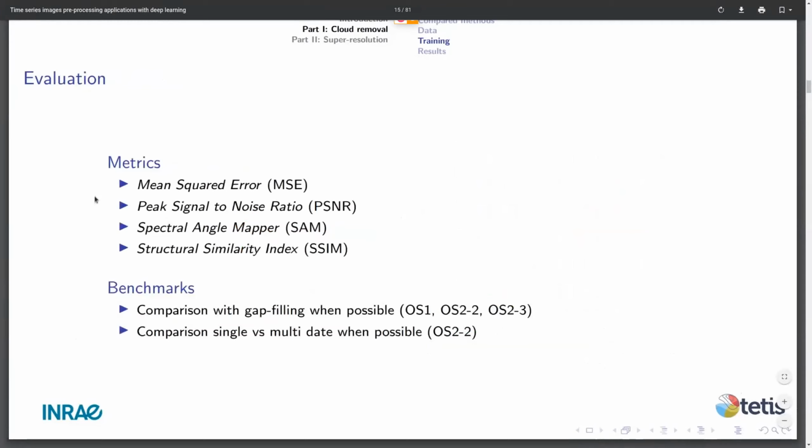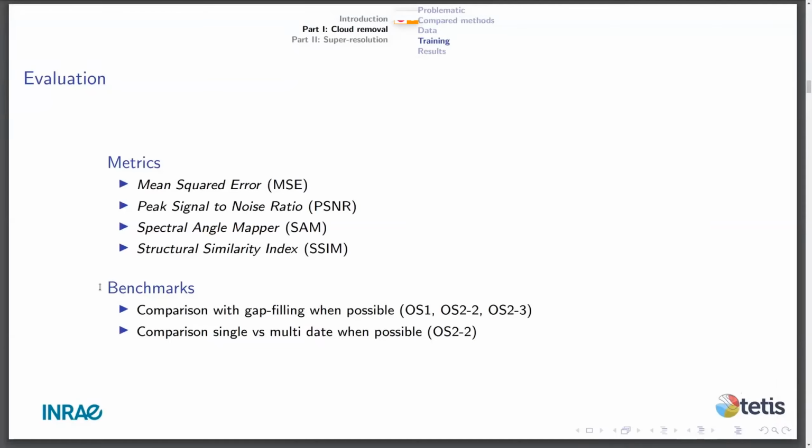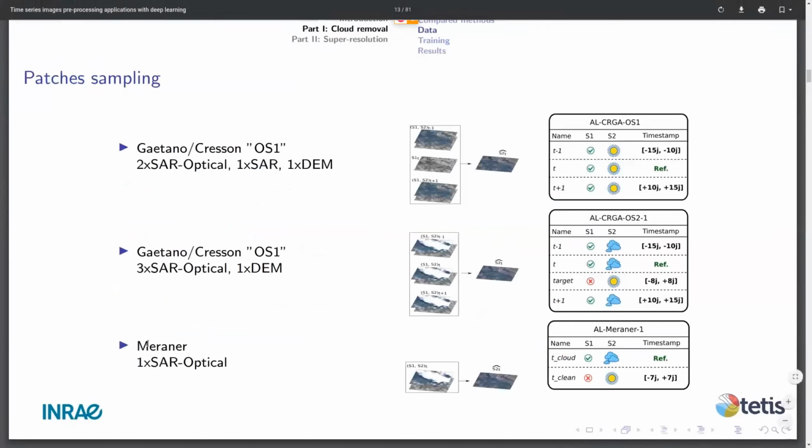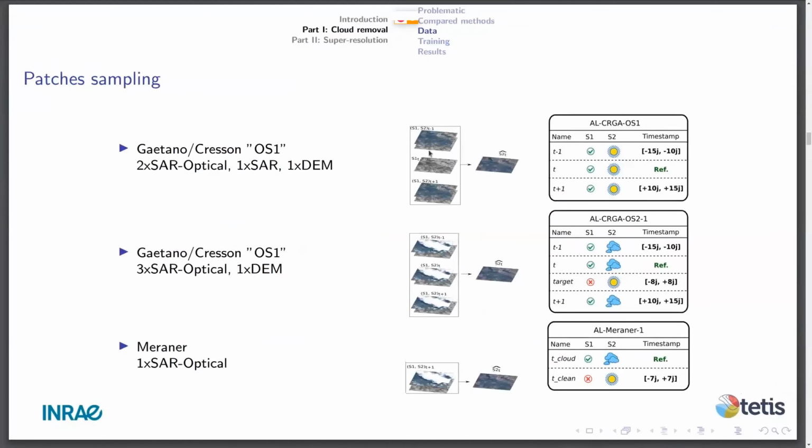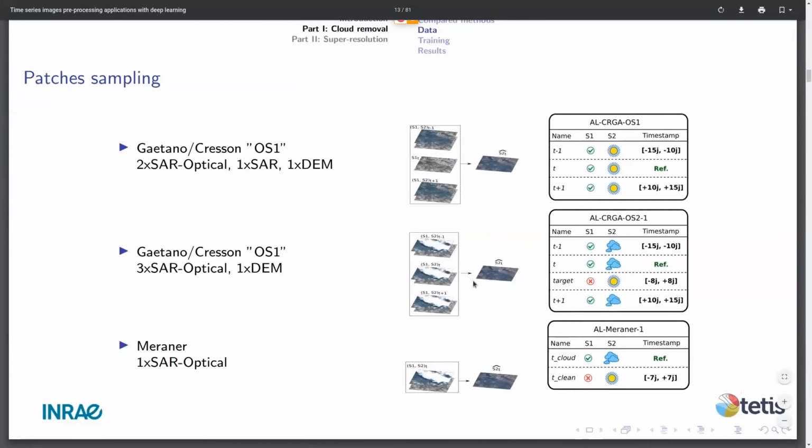We use the L2 norm to compute the mean squared error, which enables us to derive the peak signal to noise ratio. We also compute the spectral angle between the estimated image and the true image. And we compute also the structural similarity index. So we benchmark each network and we compare with gap filling when it's possible, because you cannot compare, let's say, gap filling with this network. It doesn't work because gap filling needs something like this. It needs 1 clean image before, 1 clean image after, and eventually 1 damaged image in the central date.